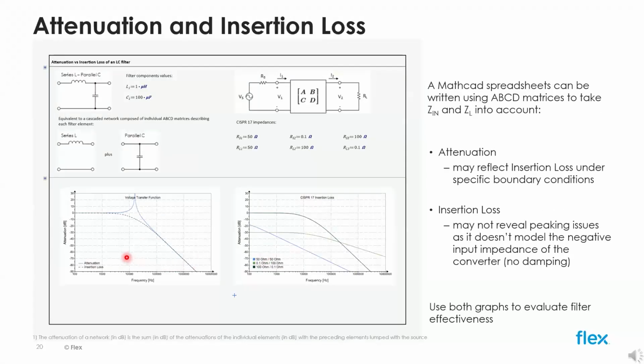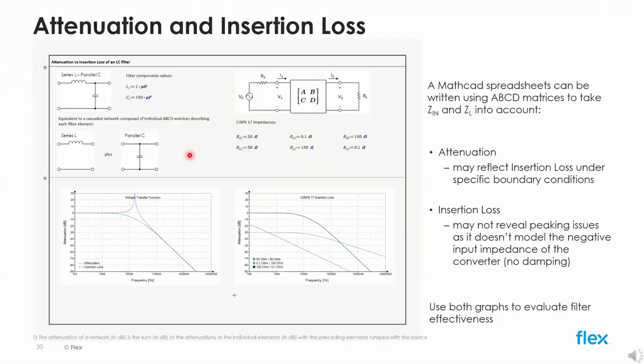So, we need to attenuate a certain amount of noise, but as we have seen, the filter attenuation we have just computed is not the attenuation we are going to get from our filter. We need to take input and output impedances into account and use insertion loss instead. Here we can see the difference.